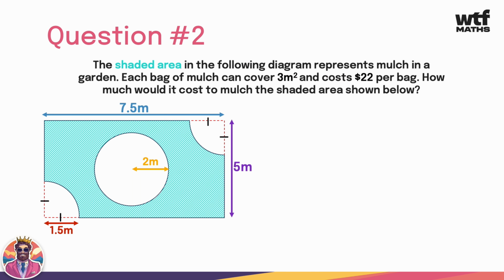So, question 2. The shaded area in the following diagram represents mulch in a garden. Each bag of mulch can cover 3 meters squared and costs $22 per bag. How much would it cost to mulch the shaded area shown below? If you want to give this question a go, now's your chance to pause.